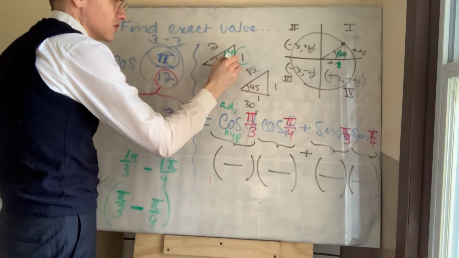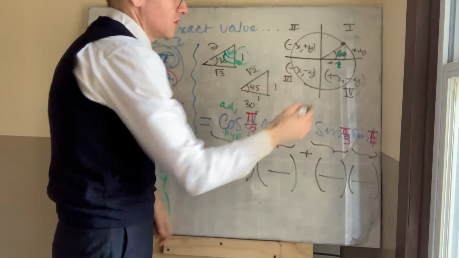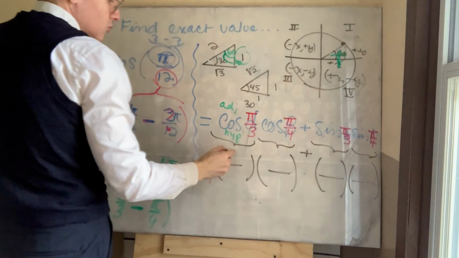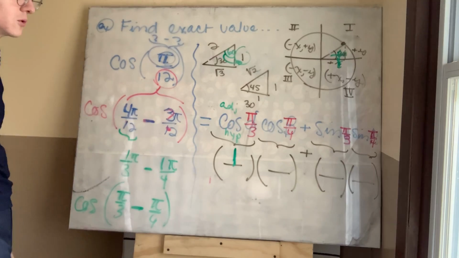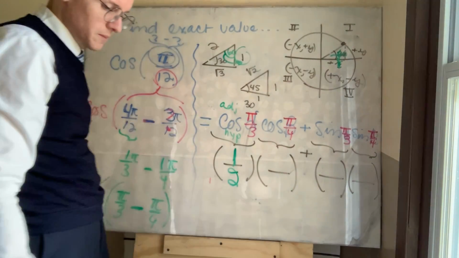What is adjacent to 60 in this orientation? 1, right? It would have to be 1. So it's 1 for cosine on top here, and the hypotenuse is still 2. Okay.